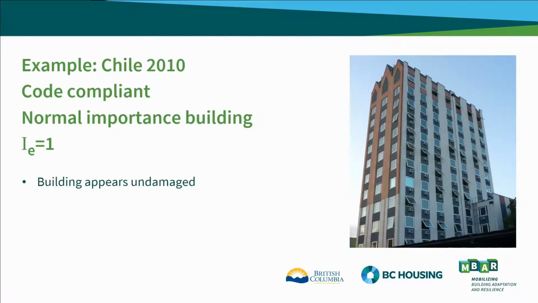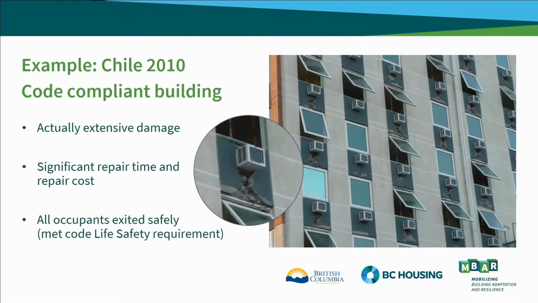So an example, in Chile, a magnitude 8.8 earthquake. This is a normal importance building after that earthquake. So to the naked eye, from the outside and from a distance, it appears to have no damage, no broken glazing. However, upon closer inspection, extensive damage. Every concrete spandrel was damaged, requiring significant repair time and significant repair cost. It met the code requirements of life safety. All occupants exited safely from the building.